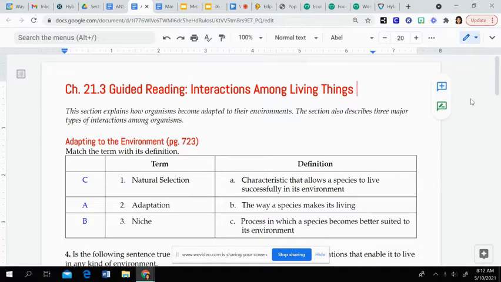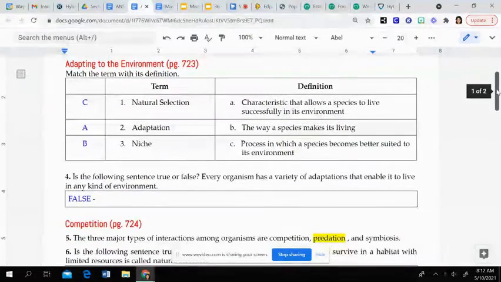Alright guys, we're going to go over the answers for our chapter 21.3 guided reading notes. You should have these filled out already from Friday, if not finishing them up from earlier today. So we are just going to go over and check them to make sure we have everything correct. Your matching definitions should be CAB.